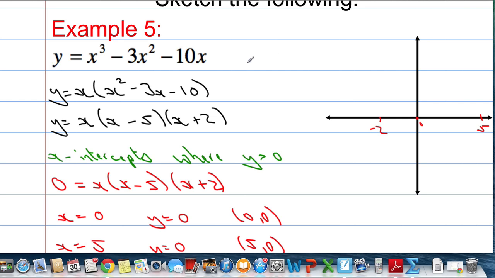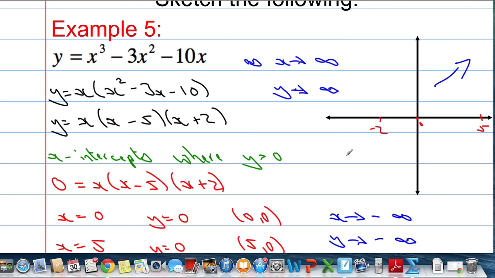So we can see as the x cubed term is positive, as x goes to infinity, as x gets bigger and bigger and bigger, that means that y will also go to infinity. And as x goes to negative infinity, so as x gets increasingly smaller, that means that y will also get increasingly smaller. In other words, it's heading in this direction and it came from this direction.